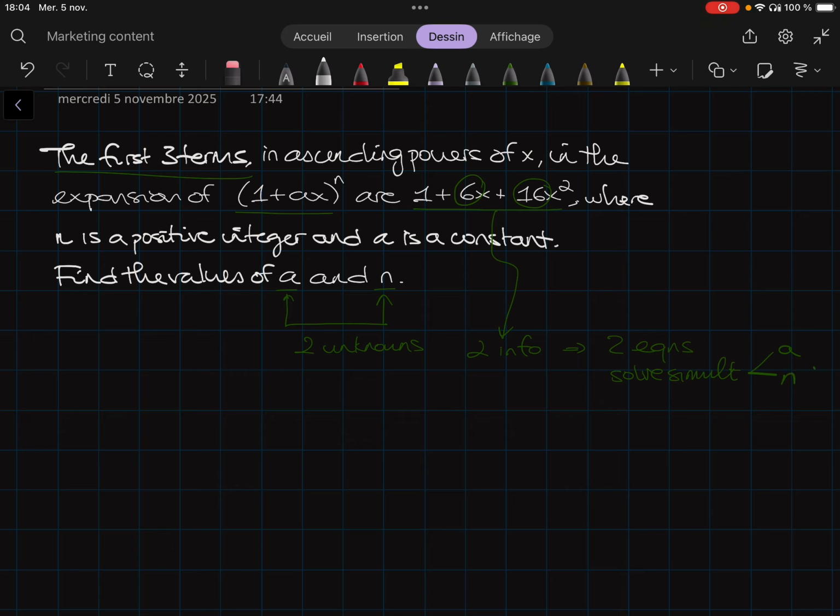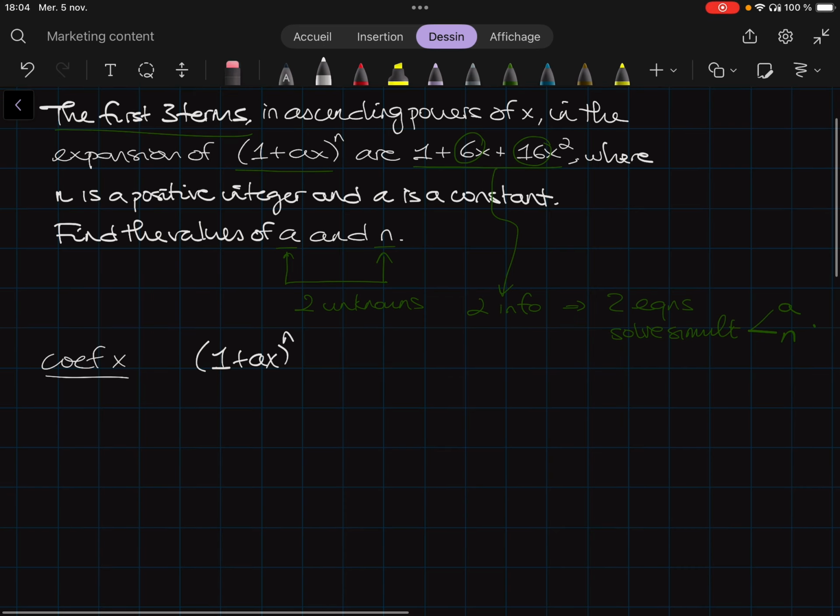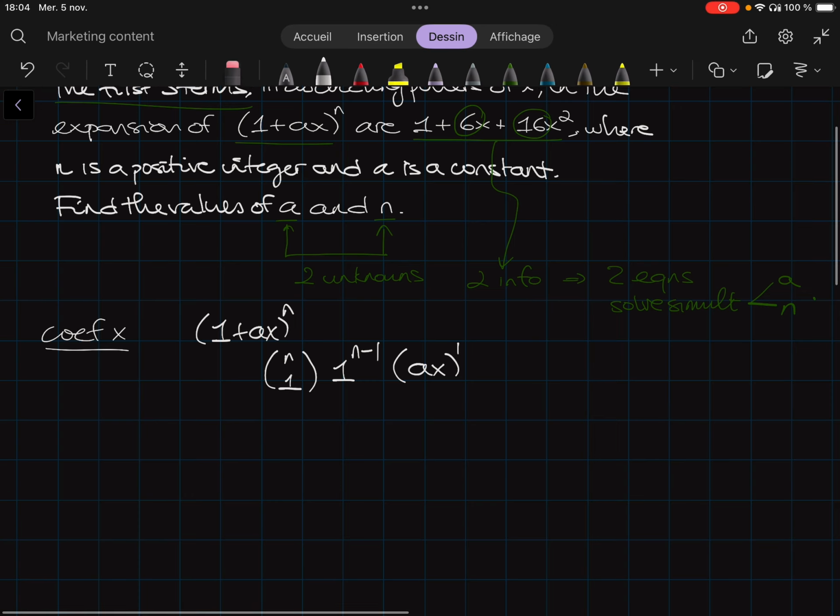So let's first off get the coefficient of x. In the expansion of 1 plus ax to the n, the coefficient of x is going to be n chooses 1, 1 to the n minus 1, ax to the 1. This is going to give you the term in x.